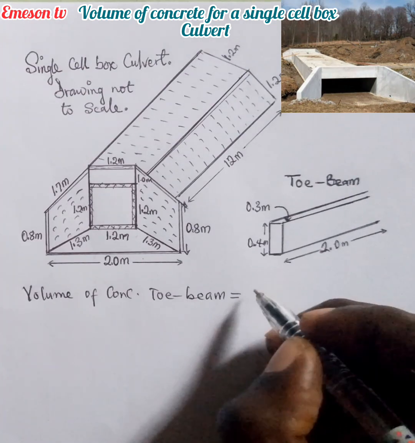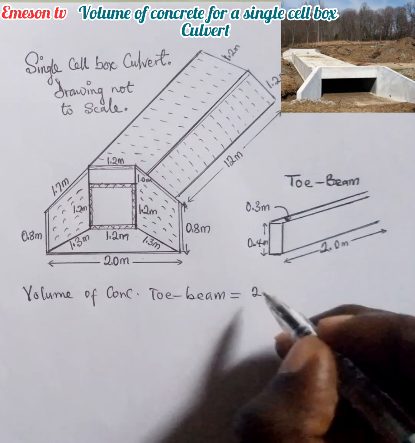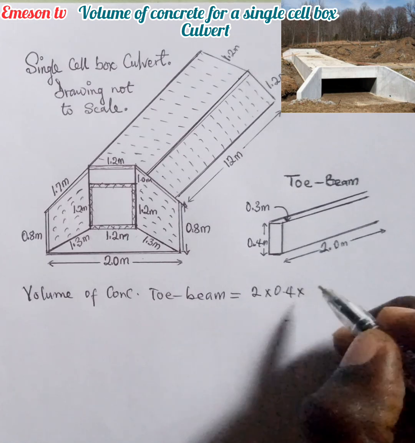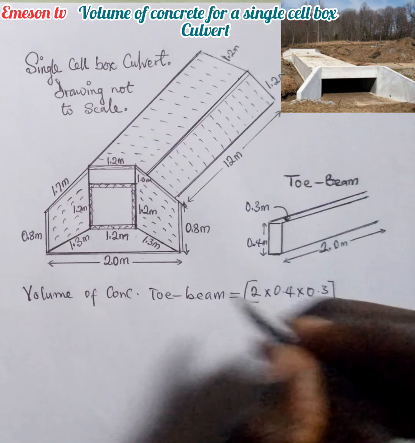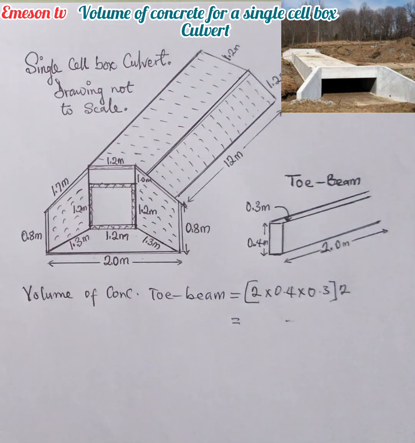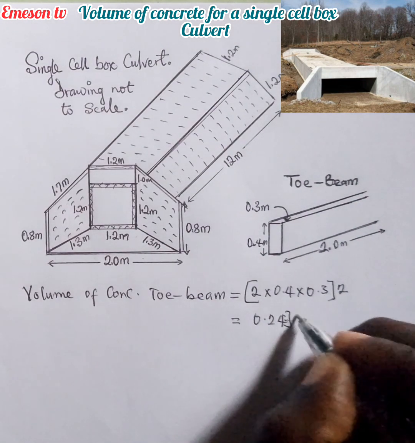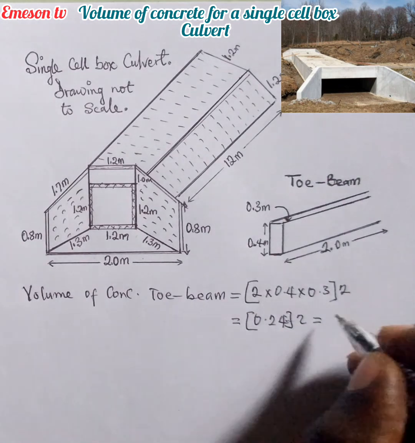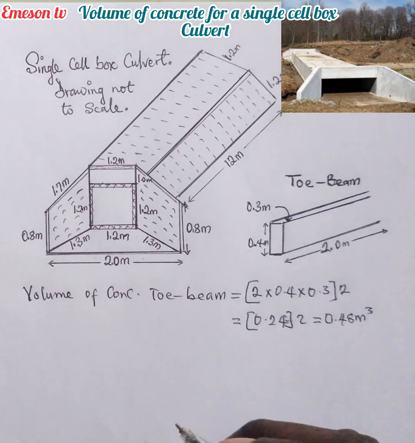For us to get the volume of concrete in the tubing, we have 2 meters, which is from here to here. You can see the dimension here. Multiplying 0.4, multiplying the thickness 0.3. Because it's at the inlet and outlet, you multiply by 2. So we have 0.24 times 2, which equals 0.48 meter cube. This is the volume for the tubing.